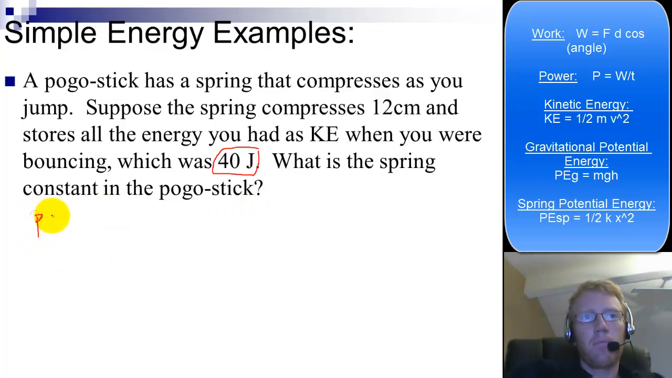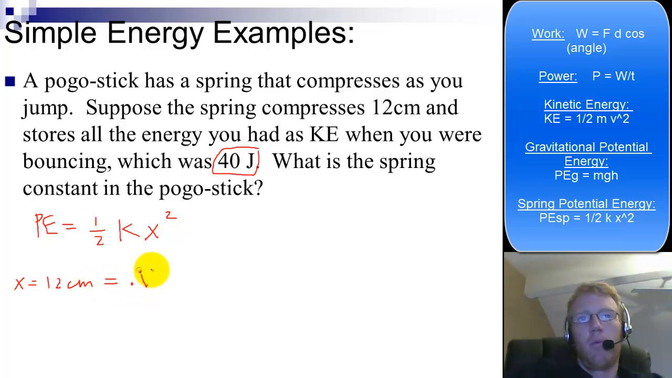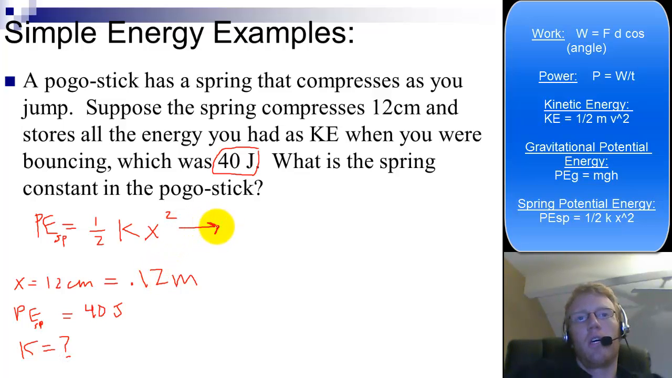Well, the potential energy in a spring is 1/2 kx squared. It compresses 12 centimeters, so x is 12 centimeters, which we must immediately convert to 0.12 meters. The potential energy of the spring is 40 joules, which is a very small amount, of course, and the constant is what we're trying to find. We should solve this algebraically first. Notice the symmetry between this equation and the kinetic energy equation. To solve for k, we'll multiply by 2.